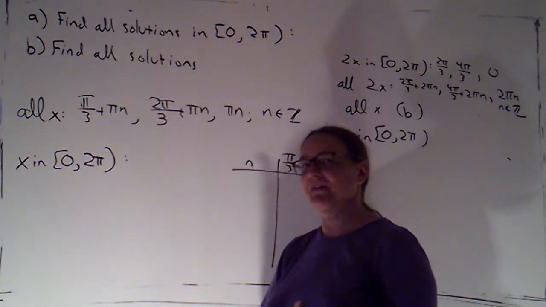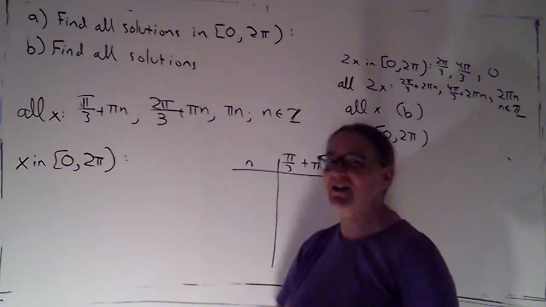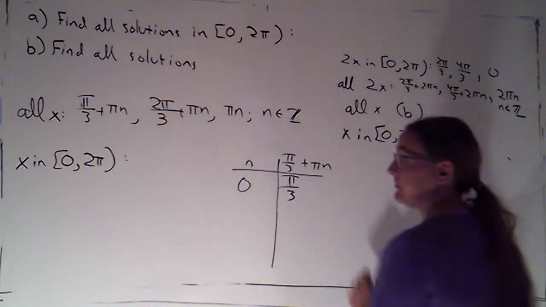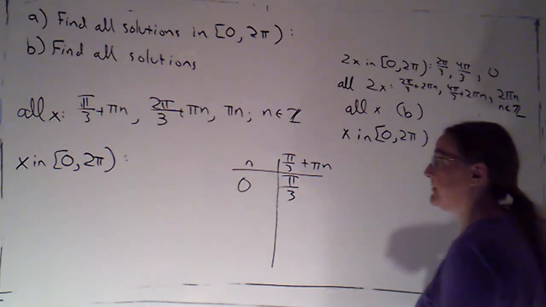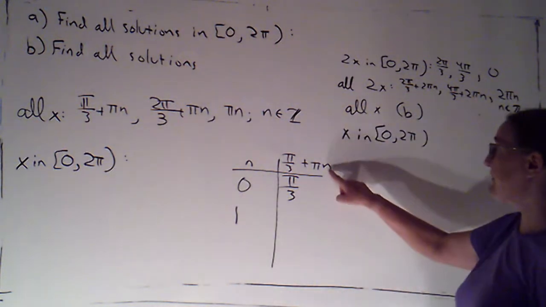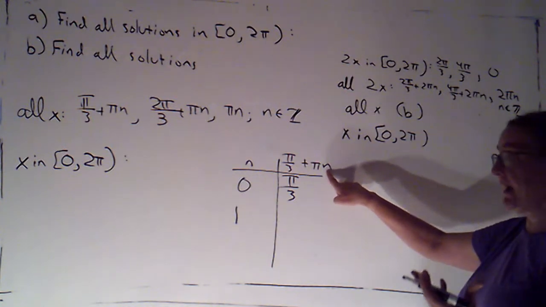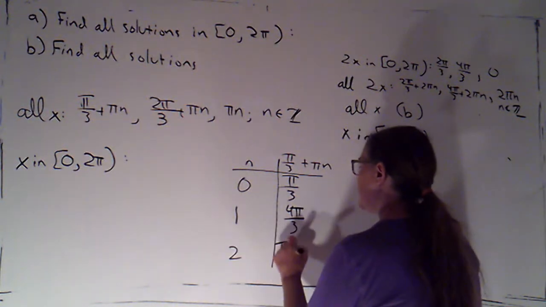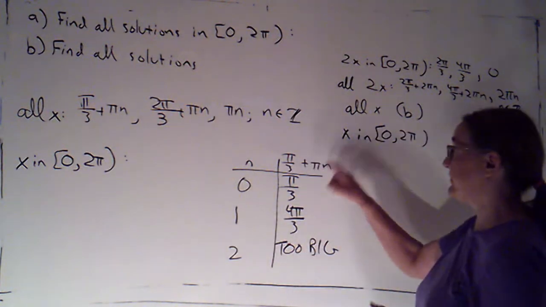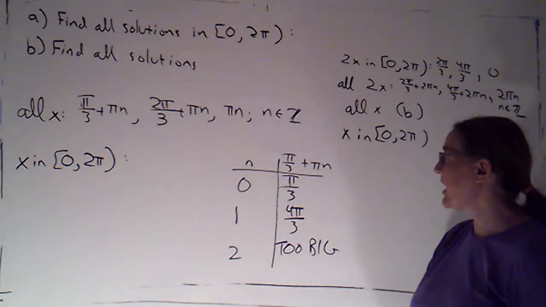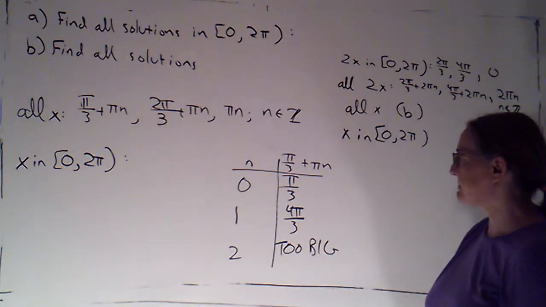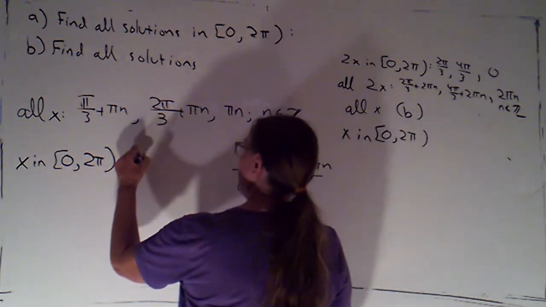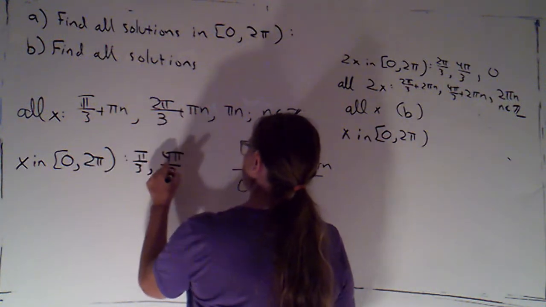One reason it's super important that you label things is because you've got a lot of information going on here. Now if n is 0, that's just going to give me pi over 3. That's going to work. If n is 1, I'm adding pi to that. That would be 3 pi over 3, plus pi over 3 would be 4 pi over 3. And if n is 2, I'm going to be too big, because that would be pi over 3 plus 2 pi, which is bigger than 2 pi. So from this general form, I got two answers, pi over 3 and 4 pi over 3.